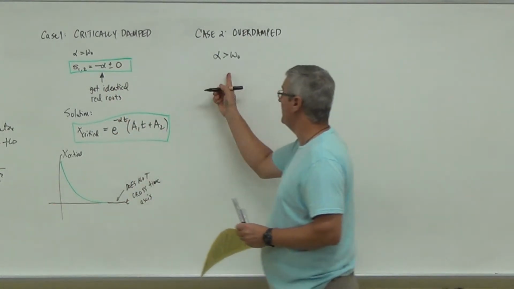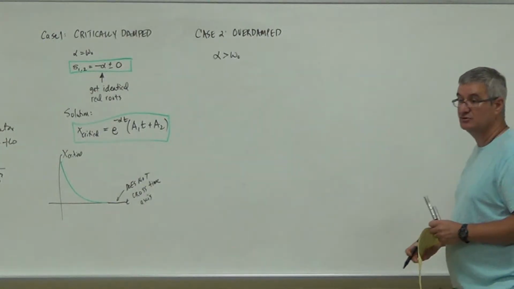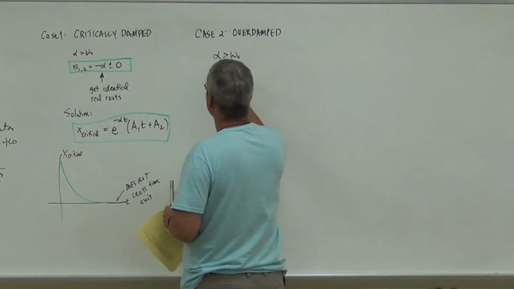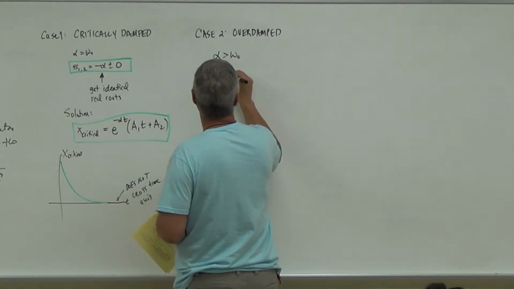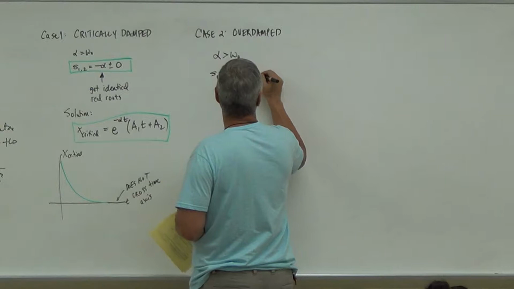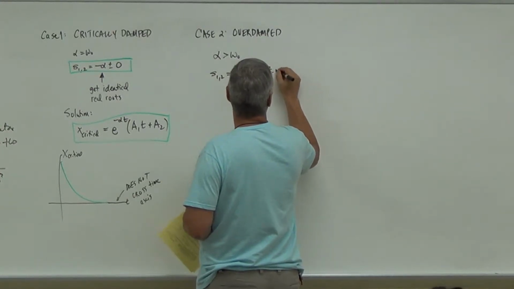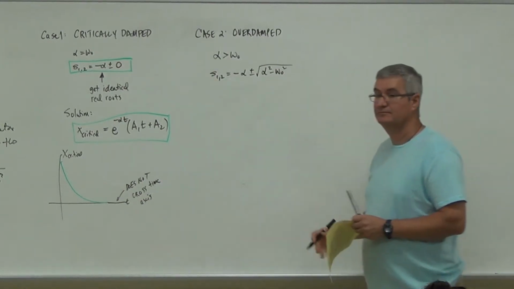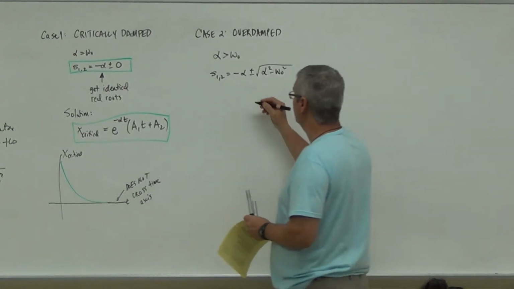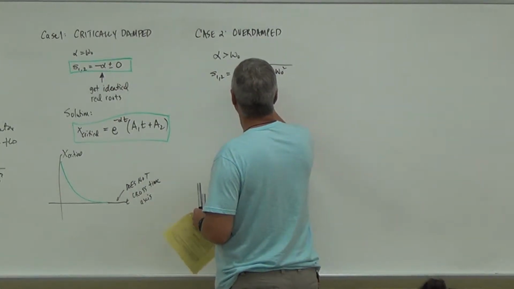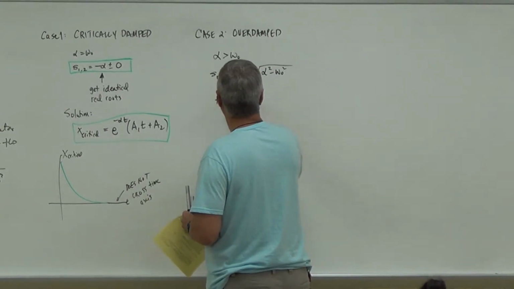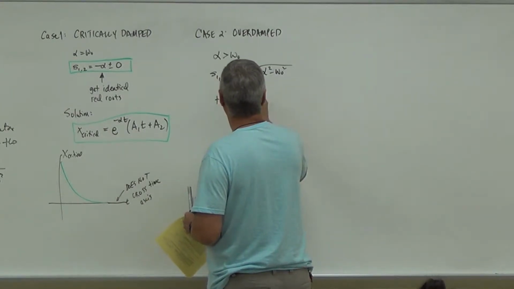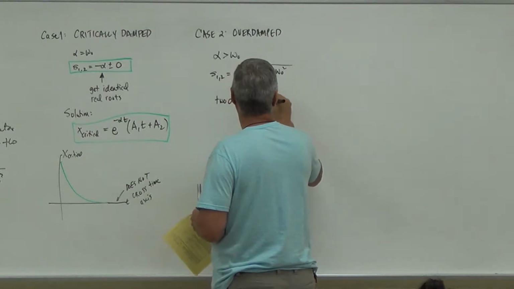So I'm correct. So then what this tells me here is that S1 and S2 must be minus alpha plus or minus the square root of alpha squared minus omega naught squared. And I get that root right there. So what you get here is two distinct real roots.